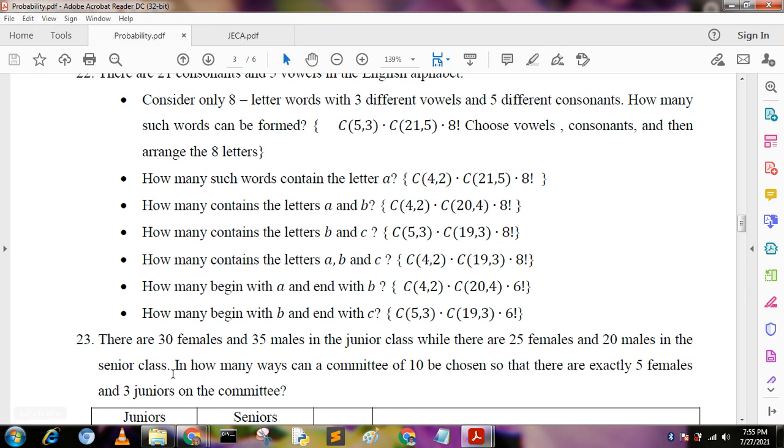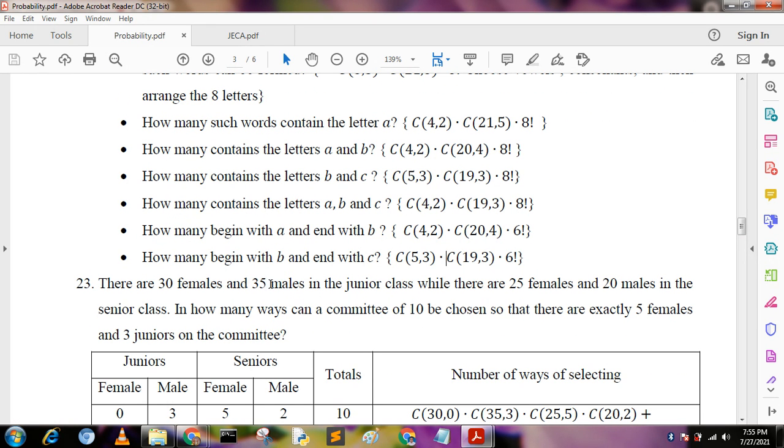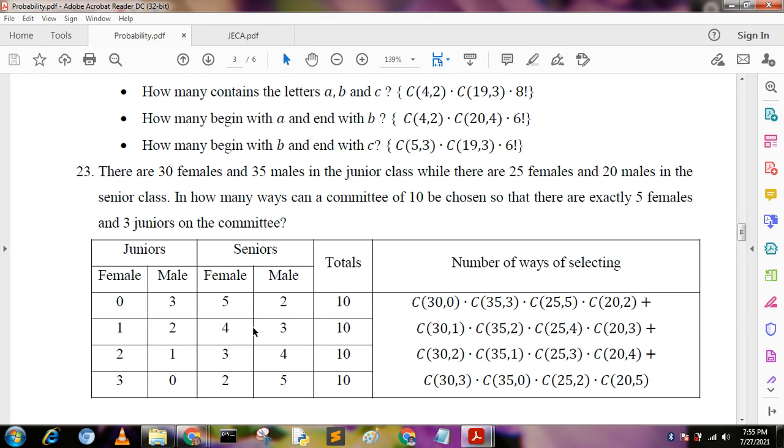Next question: there are 30 females and 35 males in the junior class, while there are 25 females and 20 males in the senior class. In how many ways can a committee of 10 be chosen so that there are exactly 5 females and 3 juniors on the committee? Since exactly 5 females and 3 juniors, from seniors we get 2 members.